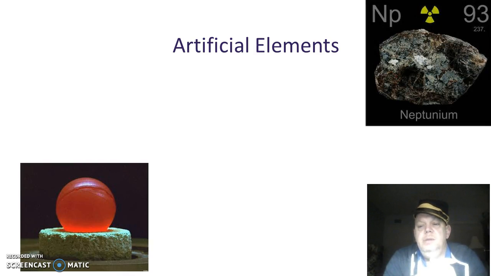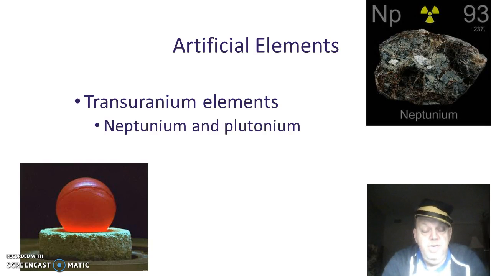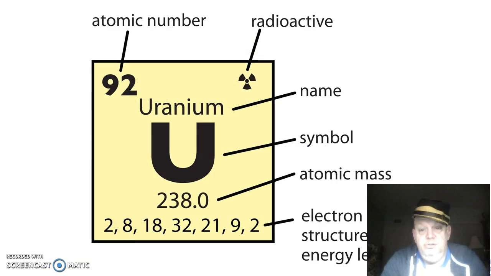But now we have to talk a little bit about artificial elements. Up here, you have neptunium. Down here, we have plutonium. Now, these are called transuranium elements. Well, what do you mean by transuranium elements? We created those elements using uranium as our starting element. We messed with it. We ended up developing neptunium and plutonium. Now, plutonium we've used as a trigger explosive for an atomic bomb. Okay. Now, these are the products, again, of artificial processes.